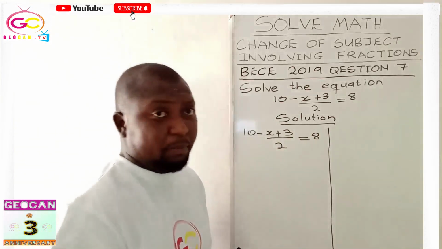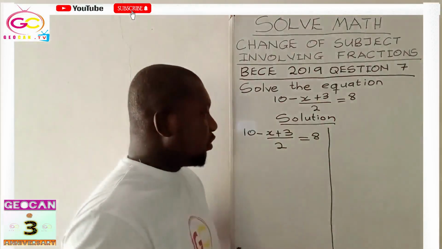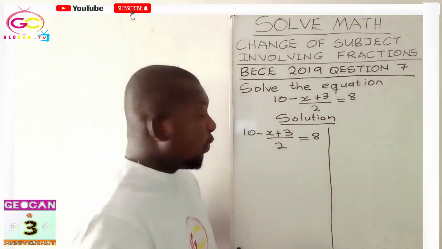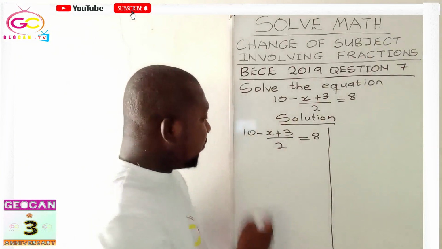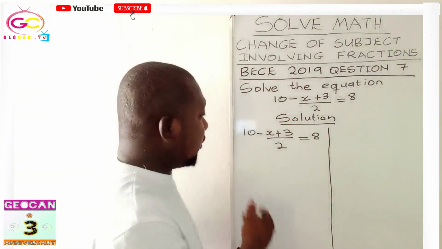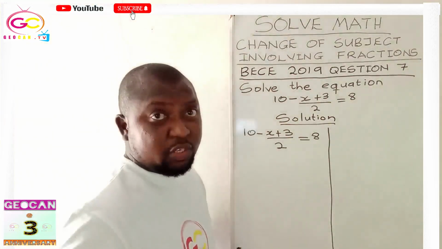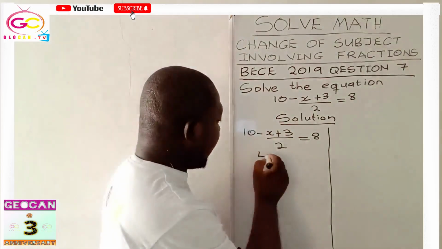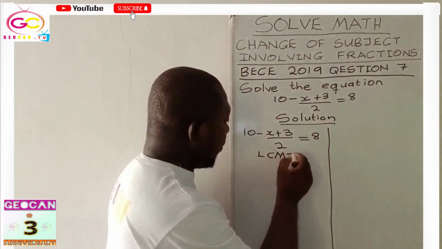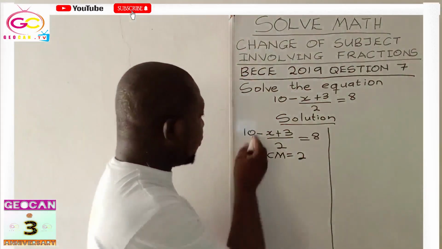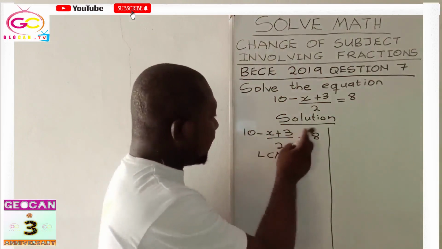What's the next step? We are supposed to multiply each term of this equation with the LCM of the denominators. And looking at this equation, what's the LCM of the denominators? We only have 2 here. So the LCM is 2. So our LCM, as the least common multiple, is 2. And we are supposed to multiply it with each term. So multiply it with 10, with this, and with that as well.